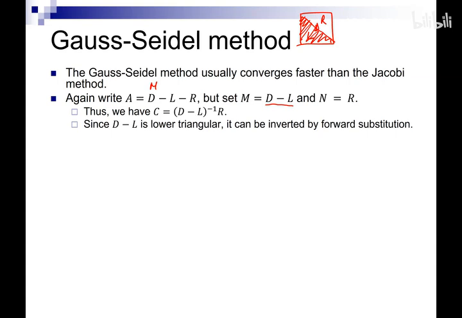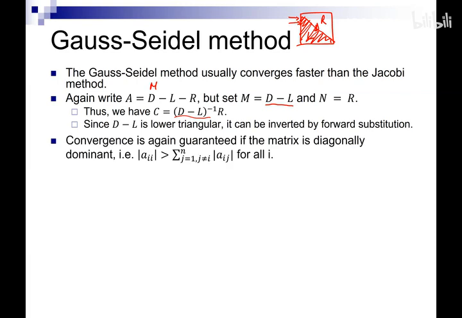Now, D minus L here is a lower triangular matrix. We need to be able to compute this inverse quickly, and you can do this because D minus L is lower triangular, so you can use the forward substitution method. Forward substitution is basically you solve for the first variable first, then you substitute and solve for the next variable, so you just go row by row like that. You can do that when it's lower triangular.